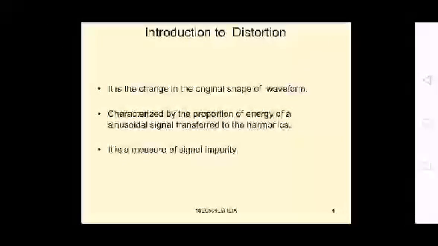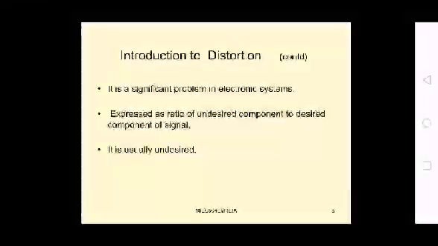So it is a measure of signal impurity, and it is characterized by the proportion of the energy of the sinusoidal signal transferred to the harmonics. It is a significant problem, a major problem in electronic systems.